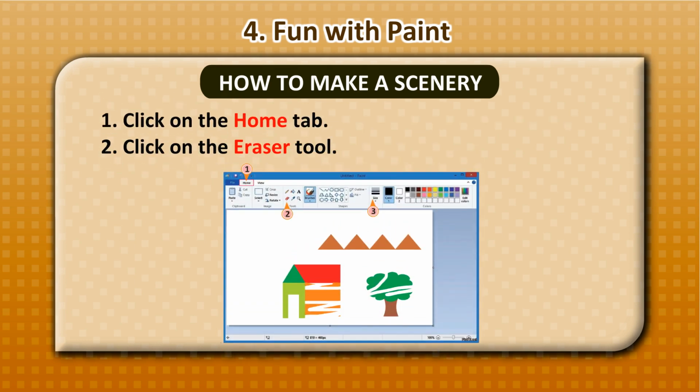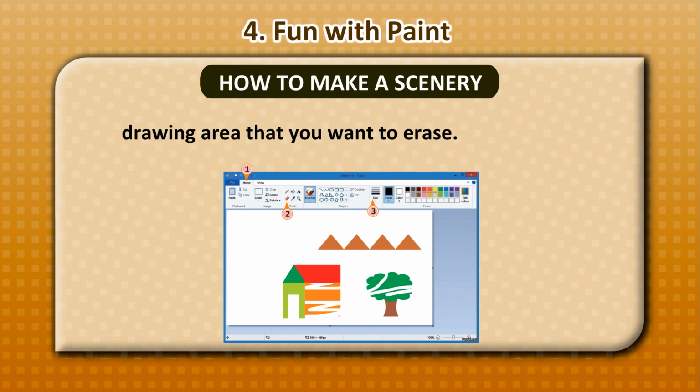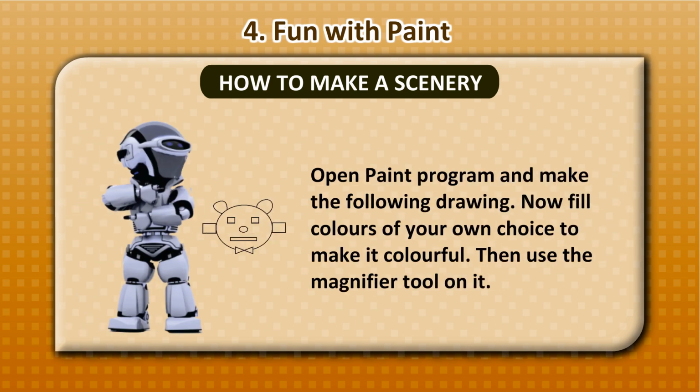1. Click on the Home tab. 2. Click on the Eraser tool. 3. Click on Size tool to select the width of the eraser. 4. Left-click the mouse button and drag the mouse on the drawing area that you want to erase. Open Paint program and make a drawing using various tools and colors. Then use the Eraser tool to erase a part of the drawing.